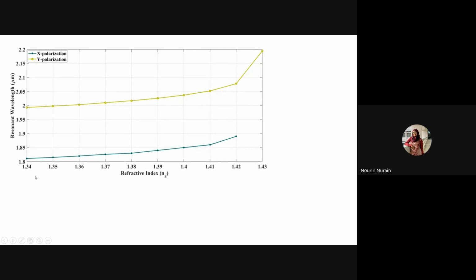Here we can see that on the x-axis are the refractive indices, and on the y-axis, the resonant wavelength. So this is an exponential trajectory we notice here: with the increase of refractive indices, the resonant peak wavelength keeps increasing, giving a progressive increase in the peak wavelength.